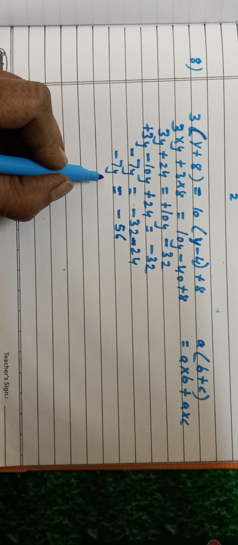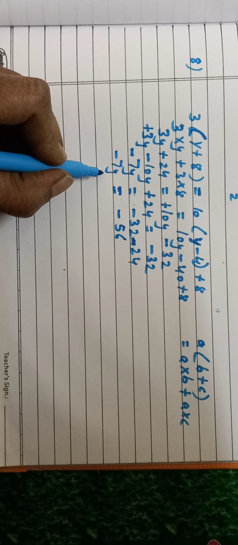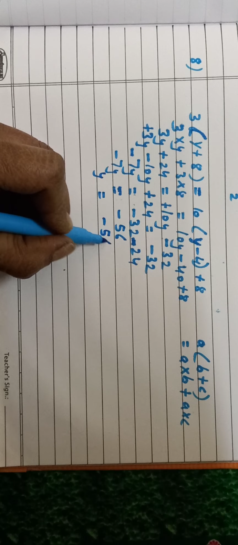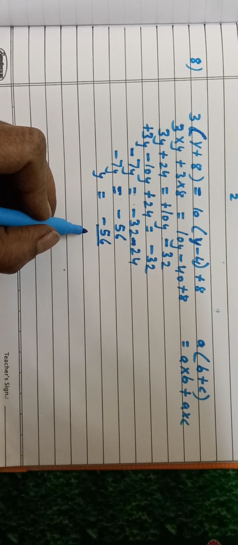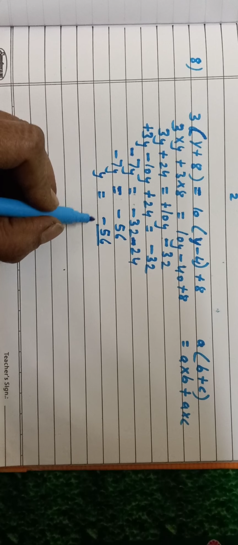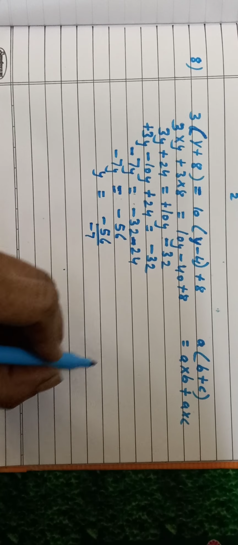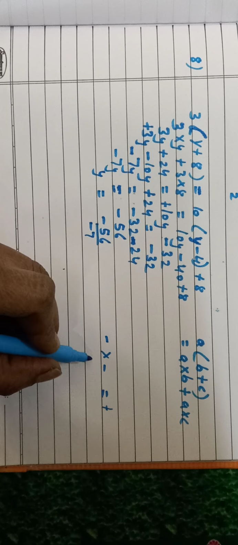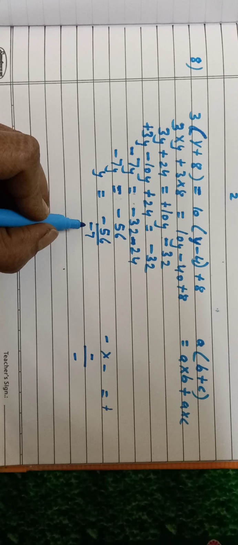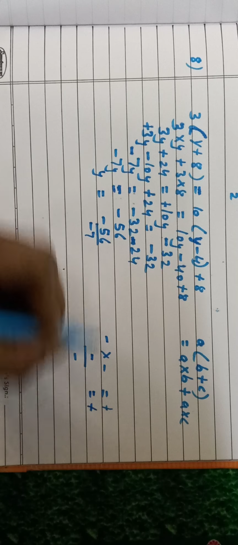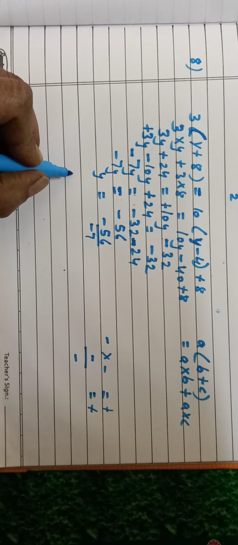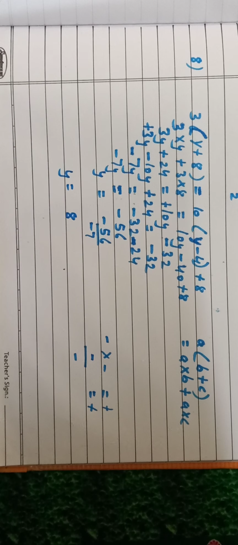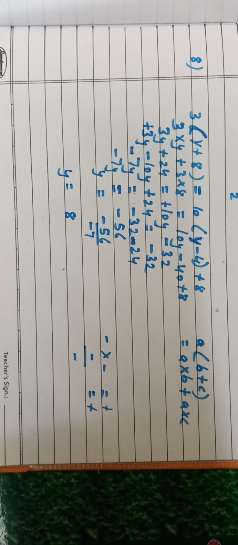So we will get minus 56 upon minus 7, where we take y like this. Now you all know minus into minus is plus. So minus divided by minus, here it is also plus. So you will get y is equal to 8, since 7 8s are 56. So the value of y is 8.